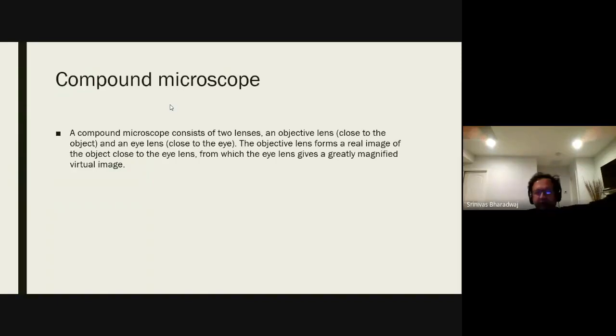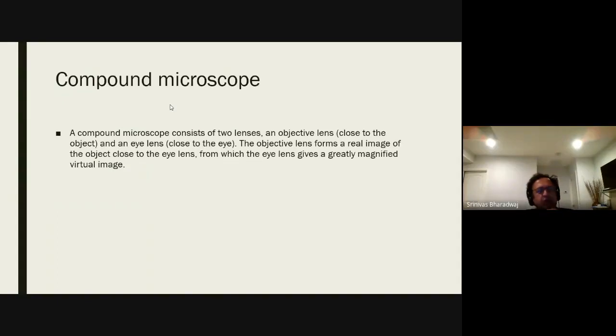U is very far, right? So U is very large, therefore 1 by U is 0, right? So 1 by V equals 1 by F, right? So now that is the idea that they are looking to take. Similarly, if you placed an object very close to F, then you will see the magnification become bigger. V by U, right, will become bigger.